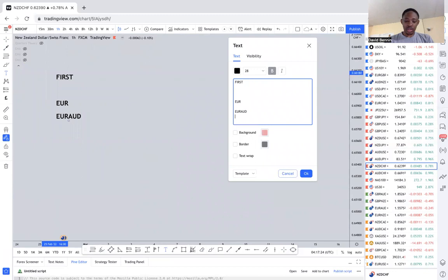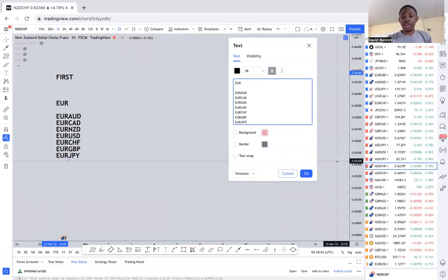euro Australian dollar, euro Canadian dollar, euro New Zealand dollar, euro US dollar, euro Swiss franc, euro Great British pound, and the last one, euro Japanese yen. This is 1, 2, 3, 4, 5, 6, 7.